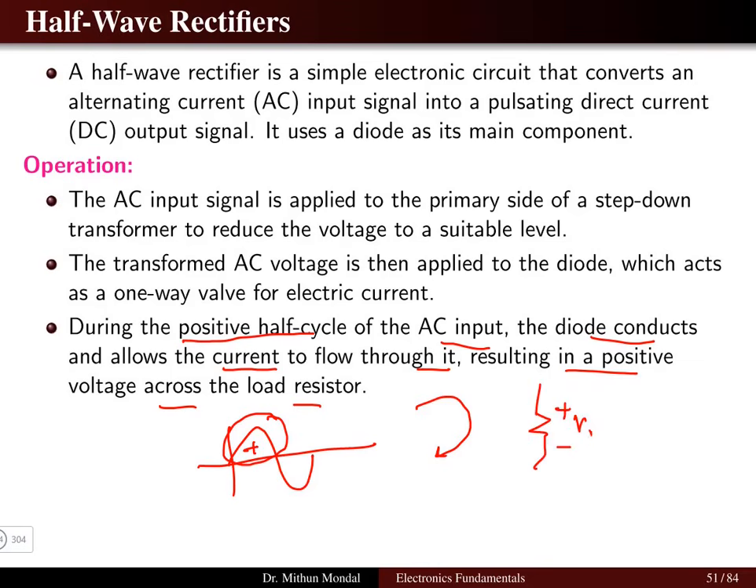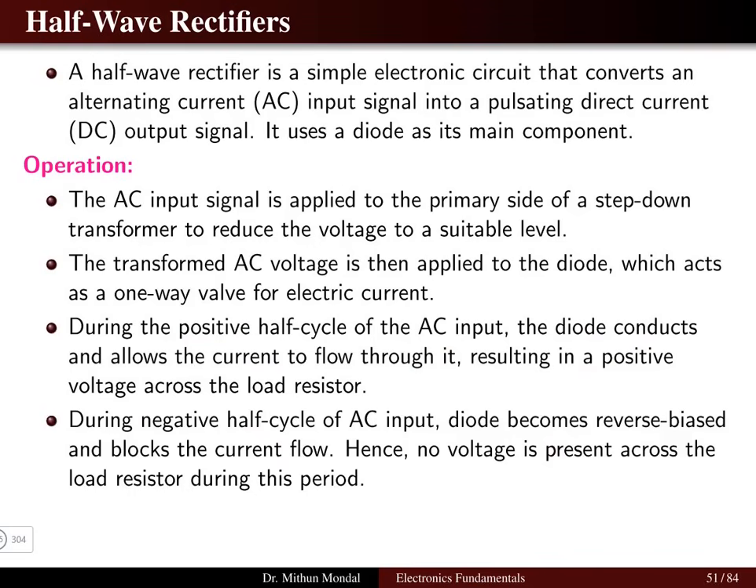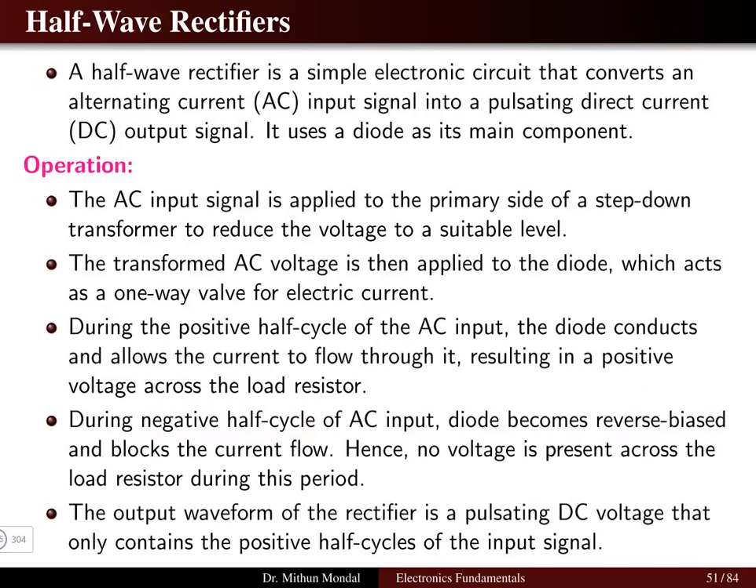So you will get the voltage across the load terminal, and the negative half cycle of the AC input cycle will be reverse biased. Hence no current will be flowing, because we know that under the reverse bias condition no current flows, and the diode acts as reverse biased, and no voltage will be present in the load resistor. The output waveform of the rectifier is basically a pulsating DC voltage that only contains the positive half cycle of the input signal. So we are getting only the positive half cycle of the input signal at the output.